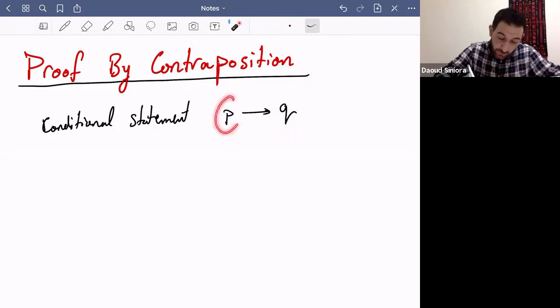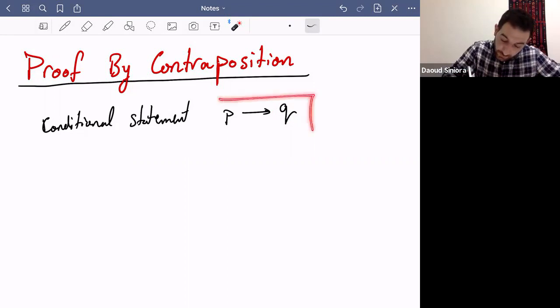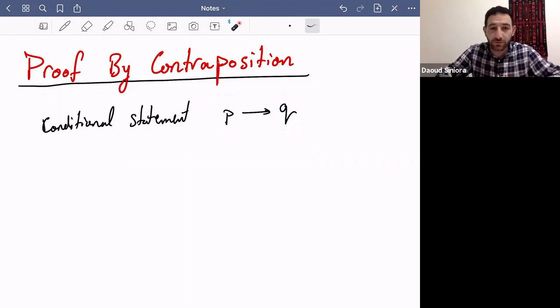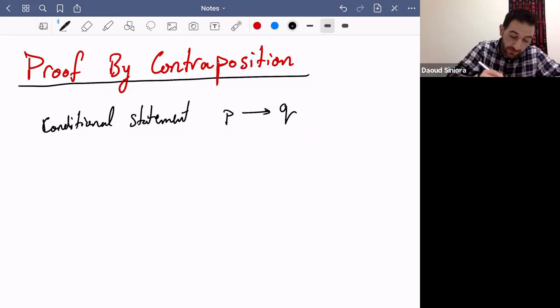Sometimes when we assume P to be true and try to show Q is true, we are stuck. We reach a dead end, and at this point, we need to rethink our strategy. Another strategy to prove a conditional statement to be true is called proof by contraposition. It relies on the following logical equivalence.